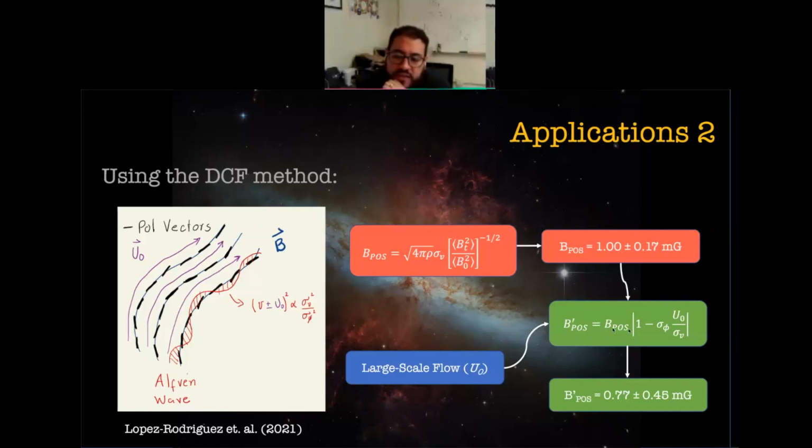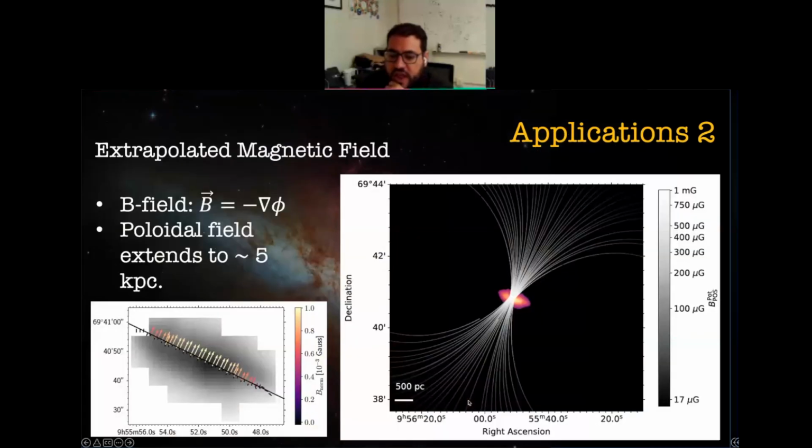We can correct the magnetic field strength from the DCF by knowing the value of the large scale structure. Using this, we were able to extrapolate the magnetic field strength that we have in the core of the galaxy farther out, and we can see that these lines are pretty open in this case.